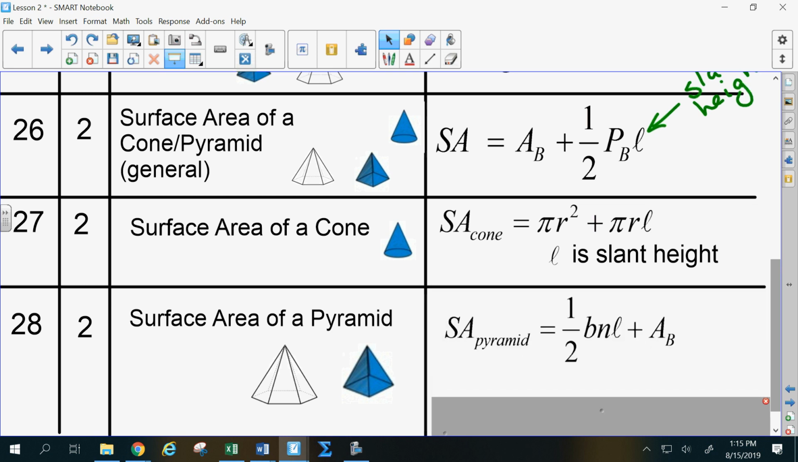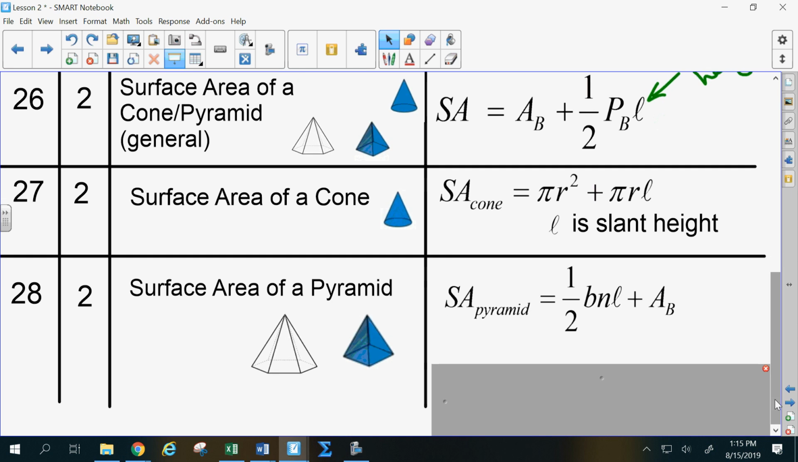If it is a pyramid, I'm going to have the area of the base, but then for the perimeter, I'm going to have all these little triangles. If I had a 5-sided base, a pentagon, I'd have 5 triangles. So I'd have 5 times how long the bottom edge is of one of the triangles. So that's how I'd get the perimeter. I just take 5 times however many sides I had here on the base.